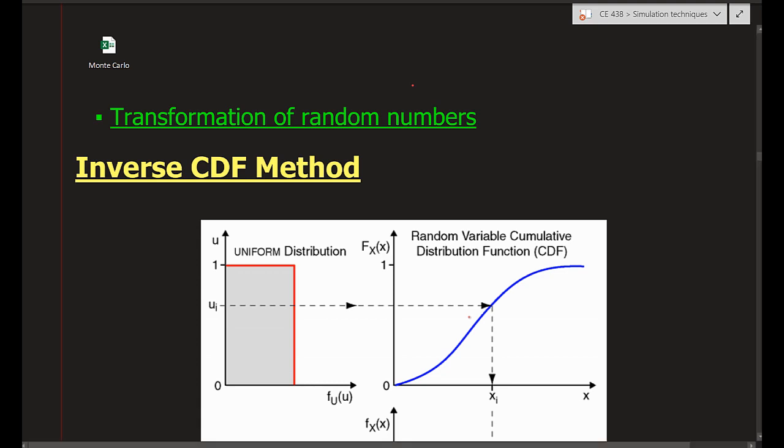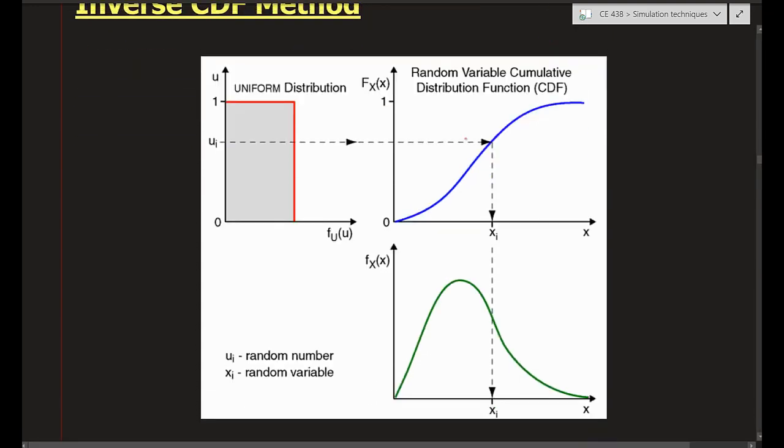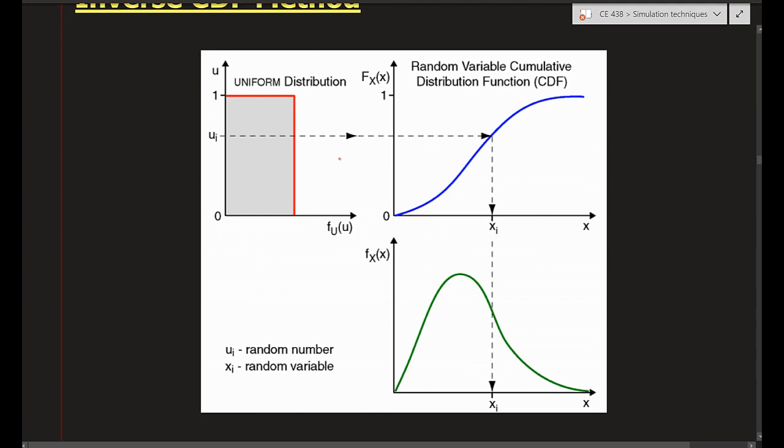So what is the idea? The idea is to generate a random number from any particular distribution. This distribution can be normal, this distribution can be exponential. Any kind of distribution we have, we want to generate a random number that follows that distribution. And the idea is very simple. Let's say I know a random number between 0 and 1, which can be simulated or generated by a computer algorithm. This is coming from a uniform distribution.